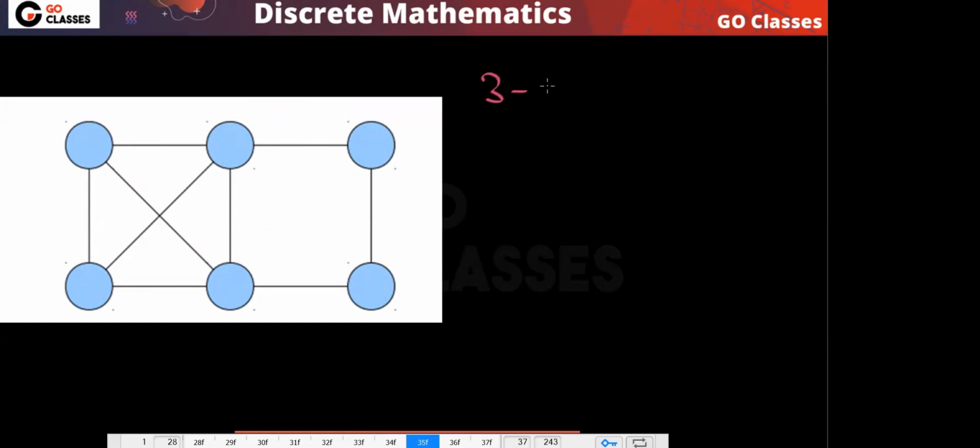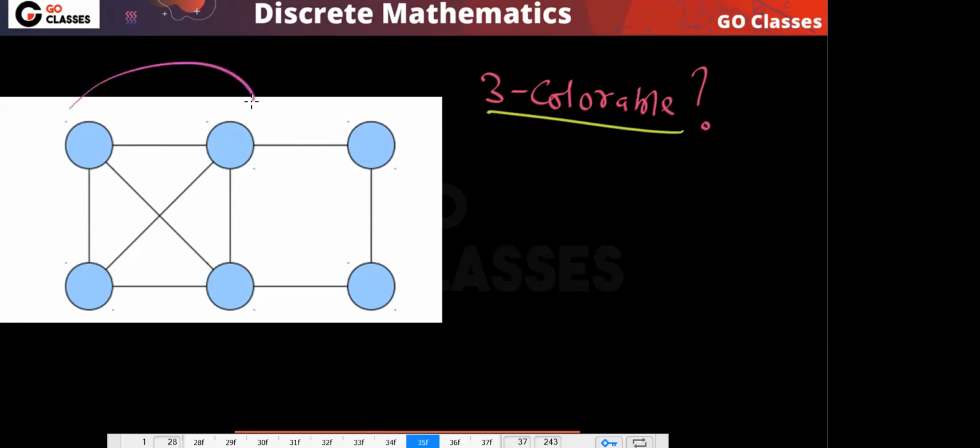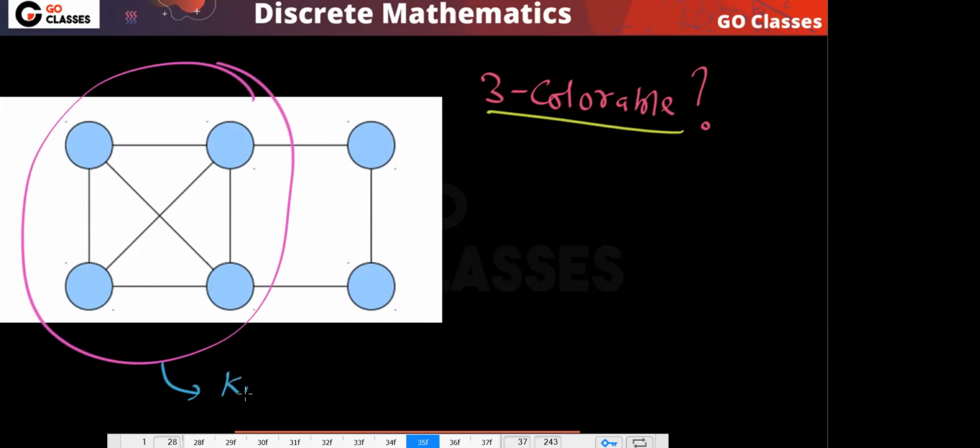Is this graph 3 colorable? Can you color it using at most 3 colors? You cannot do it. Just look at this area. This is a K4. Every vertex is adjacent to every other vertex. Can you color this graph using at most 3 colors?